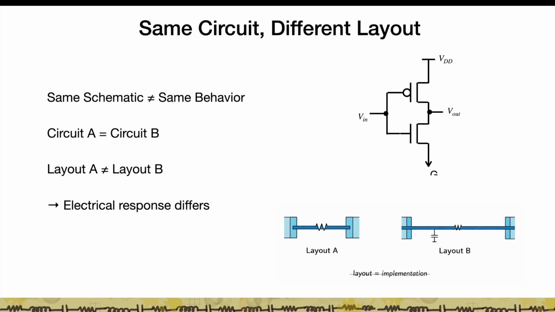Take two circuits with identical schematics, same transistors, same sizes, same connections. From a design perspective, they are identical. Now implement them differently in layout. One compact, one stretched. Now their behavior begins to diverge because physical realization has changed.